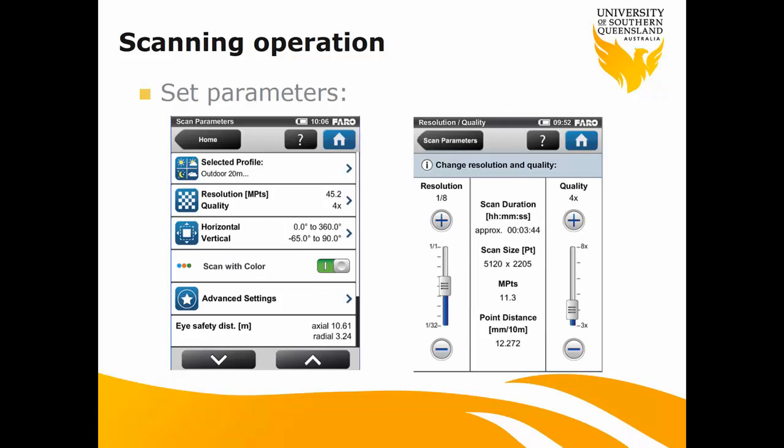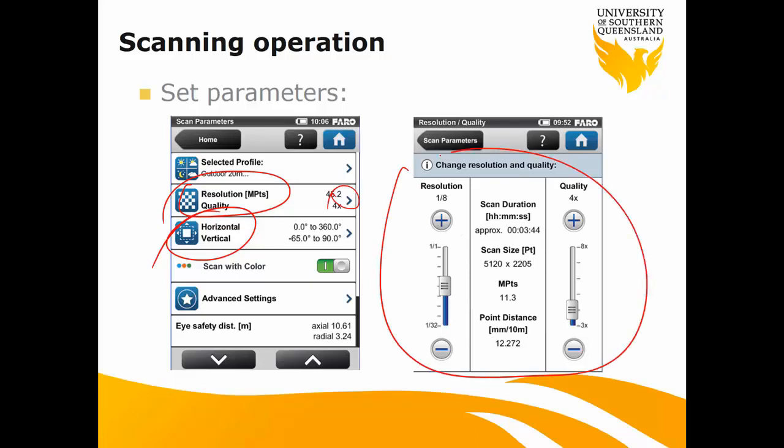I use this example, a dialog window or interface from the Faro laser scanner, to give you some idea how we can set up the resolution and the scanning range or scanning view. From here you can change the settings for resolution or for the scanning area. When you click this button or this arrow, you will see this interface.